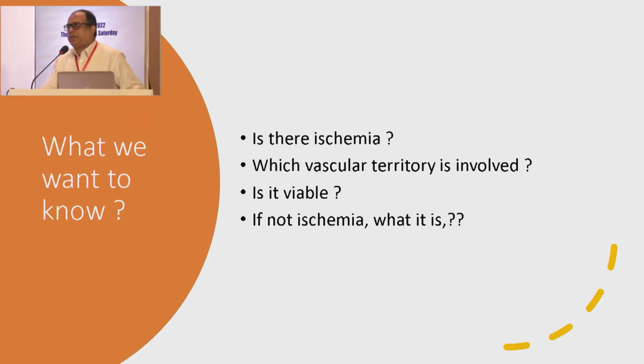Actually, when a patient comes to us with chest pain, what do we as physicians want to know? Is this chest pain really due to ischemia? And if we find it is ischemia, then which vascular territory is involved? And if we are able to specify the vascular territory, then we want to know, is the area supplied by this vessel viable? And next, if it is not ischemic heart disease, what else causes the chest pain?